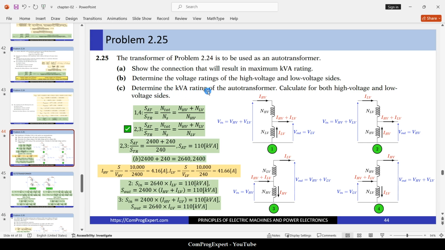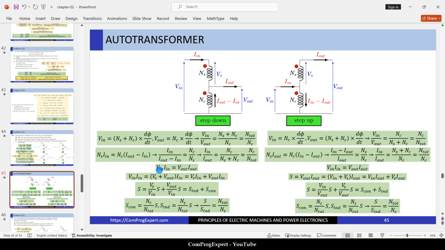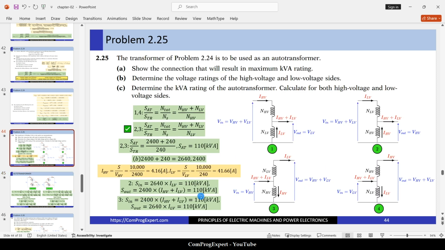Determine the kVA rating of the autotransformer. Yes, we calculated it here. Calculate for both high voltage and low voltage sides. Let's use these two equations, V in I in and V out I out. How can we use these equations? This is the value of the current for the high voltage winding, 4.16, and this is the value of the current for the low voltage winding, 41.6.